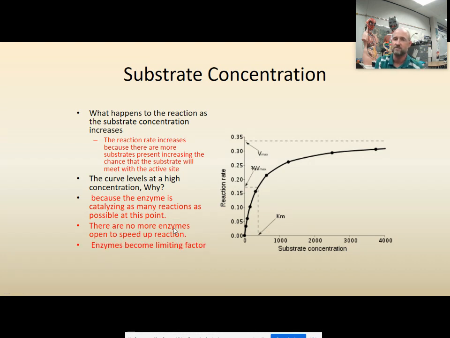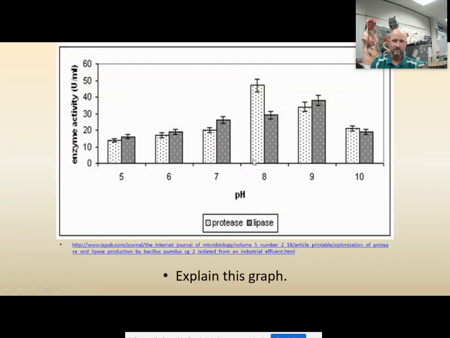I want you to have an idea about this because when we talk about regulating cell processes, concentration of substrate is a really good way to regulate it. If I have lots of substrate, it slows itself down in this plateau, or if I have very little, it might speed back up. And this will be the end of our notes on enzymes. I'll have you watch a video as well, but try to explain this graph.